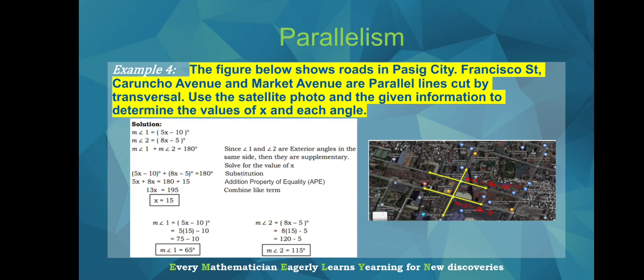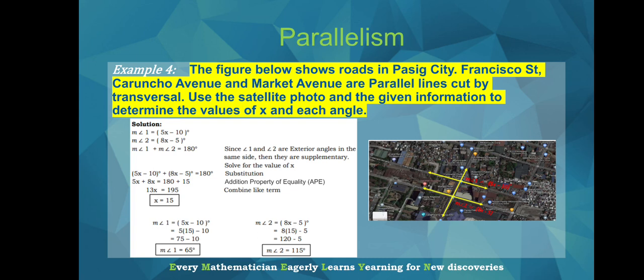If x equals 15, measure of angle 1 equals 5x minus 10 degrees, which equals 5 multiplied by 15 minus 10, which equals 75 minus 10. Measure of angle 1 is equal to 65 degrees. While measure of angle 2 equals 8x minus 5 degrees, which equals 8 multiplied by 15 minus 5, which is equal to 120 minus 5. Measure of angle 2 is equal to 115 degrees.